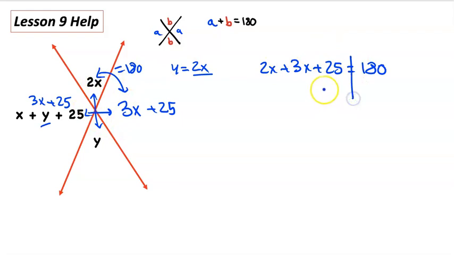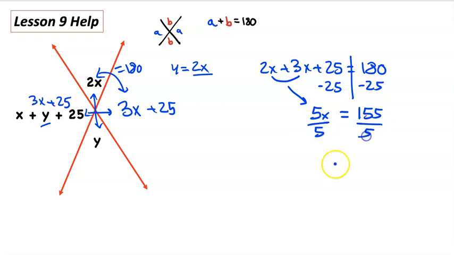All right, let's do some algebra here. I'm going to subtract the 25 from both sides, and at the same time, combine the like terms. 2x and 3x is 5x. That's going to equal 155. Divide both sides by 5. X is going to equal 31. All right, so I'm just starting to get this snowball rolling here.